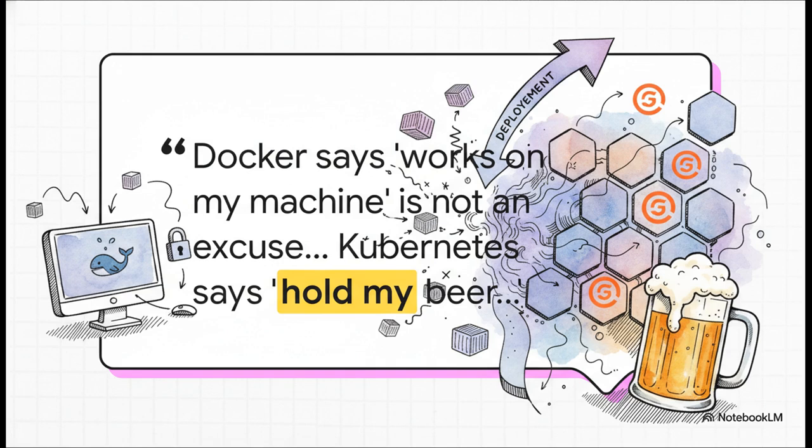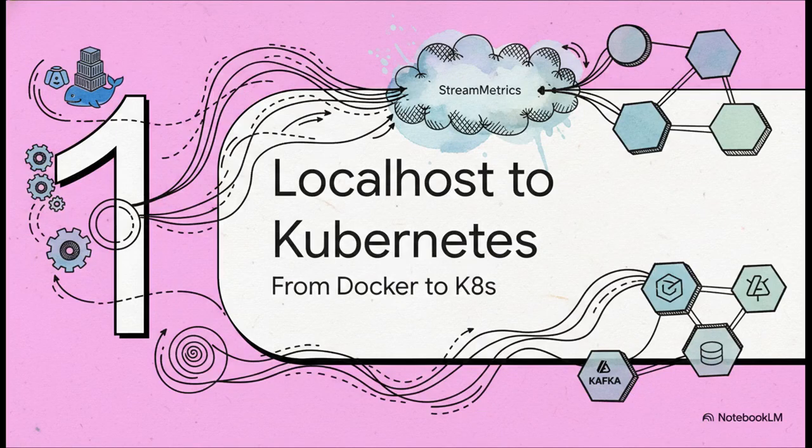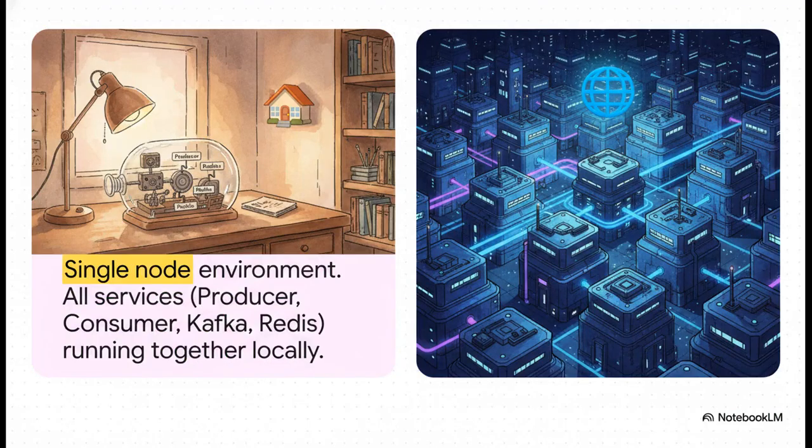where anything can happen. So to make this real, we're going to follow the journey of an actual application called StreamMetrics. We're going to trace its exact path, taking it from a simple local setup with Docker Compose all the way to a tough, scalable Kubernetes cluster. And this right here shows you the huge architectural shift we're talking about.